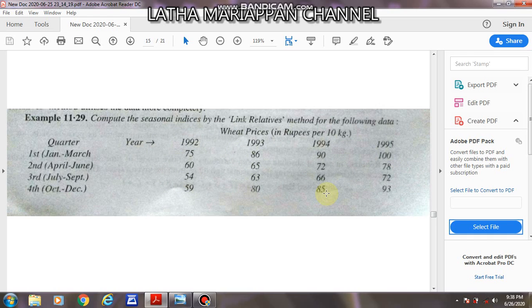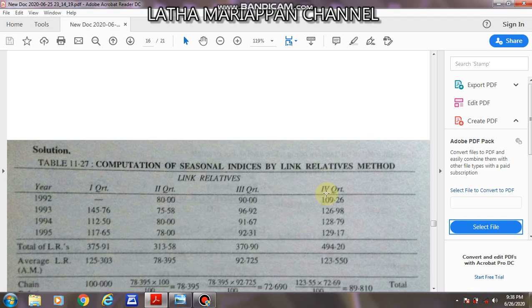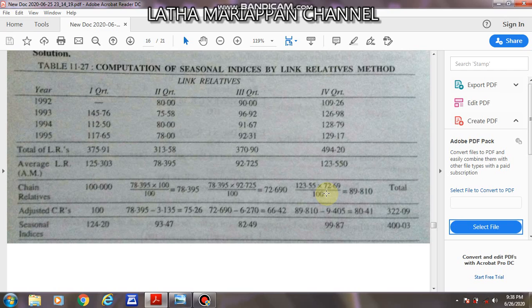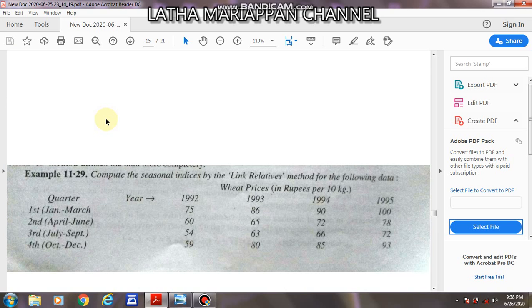So we'll see the solution, how to find the seasonal indexes by the link relative method. This is a calculation, so the data we have to take down like this. This first data is not given, the first quarter is not given. We'll see.